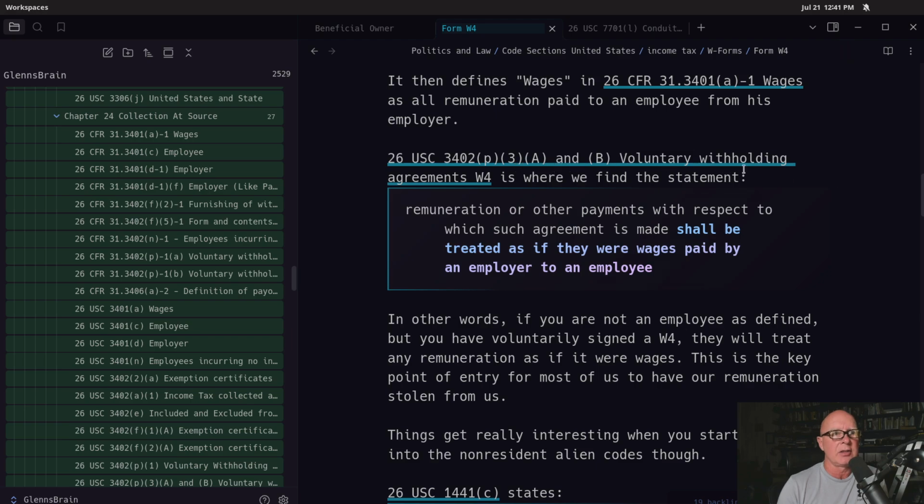3402(p)(3)(A) says it's a voluntary withholding agreement, W-4. So now we're talking about a W-4.